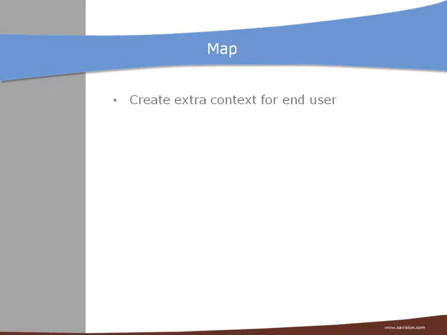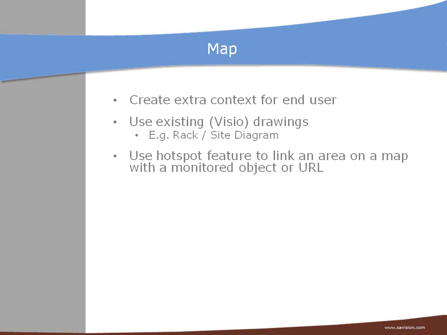So the last option I want to discuss of grouping your objects by location is by using a map kind of view. You can also give extra context for the end user. With the map view, you can use existing Visio diagrams, for example a rack or a site diagram. And you can use the hotspot feature in LiveMaps v3 to link a specific area on the map with a monitored object you have added to that map. You can also link it to a URL. And you need to create a map manually for each location.